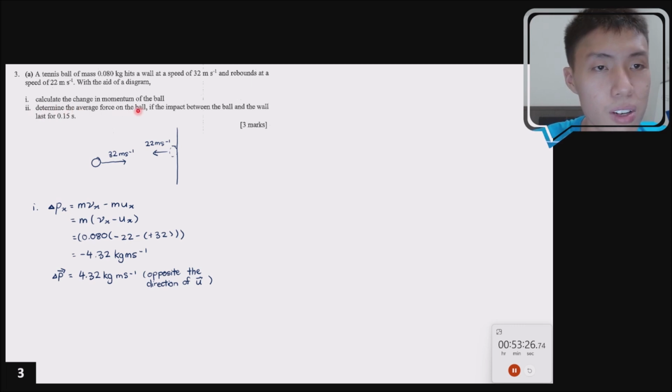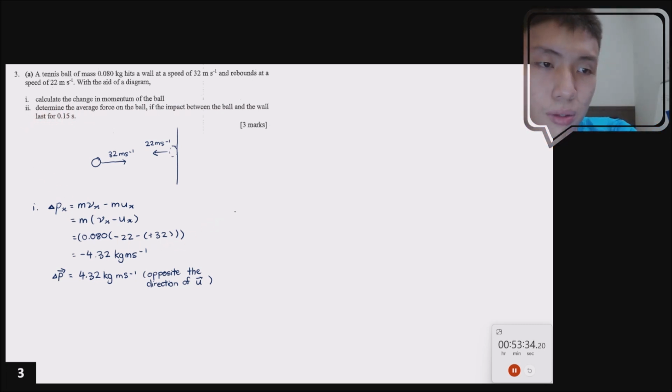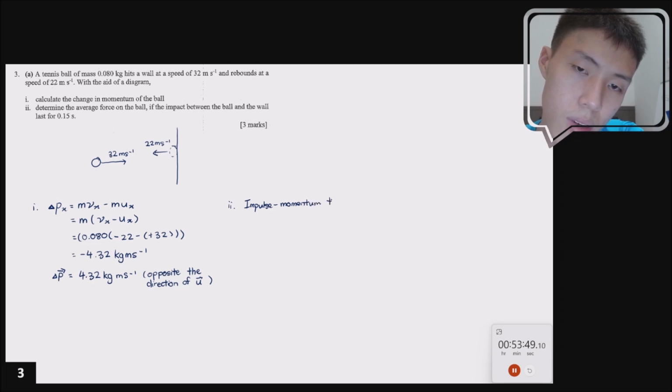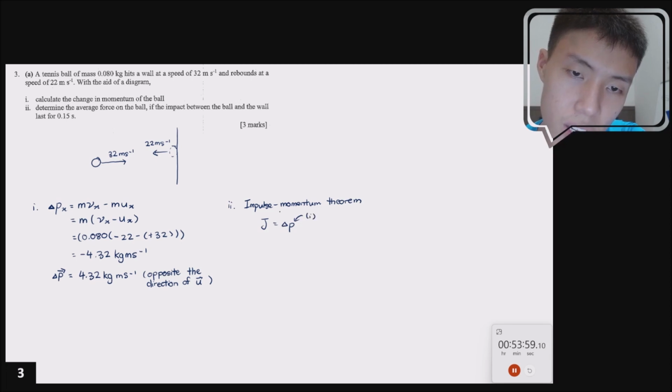Next, determine the average force on the ball if the impact between the ball and the wall lasts for 0.15 seconds. They ask for average force. This one, I think you need to use your impulse momentum theorem. Why do I know it requires impulse momentum theorem? Because I know that impulse is equal to change of momentum. Change in momentum, you get it from question 1 already. This one is what we want in question 2.